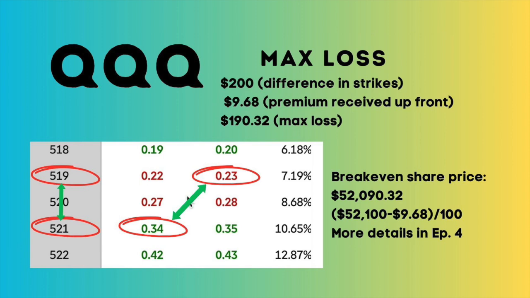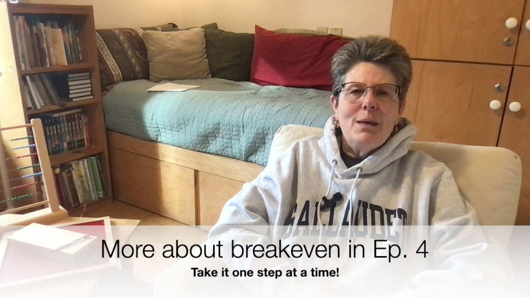The break-even price at expiration is $51,990.32. In the next episode, we'll discuss more about the impact of share prices on profit and loss at expiration. But I wanted you to know there is a number between the strike prices that is important to consider in your decisions. Keeping a detailed record of your trades is crucial for analyzing your performance over time.